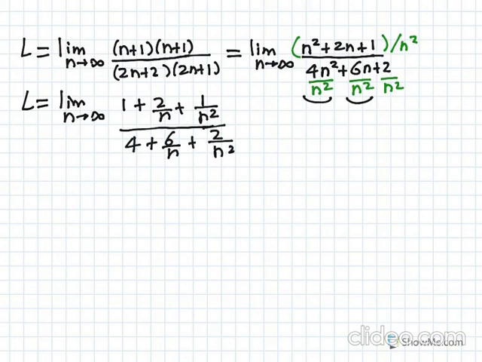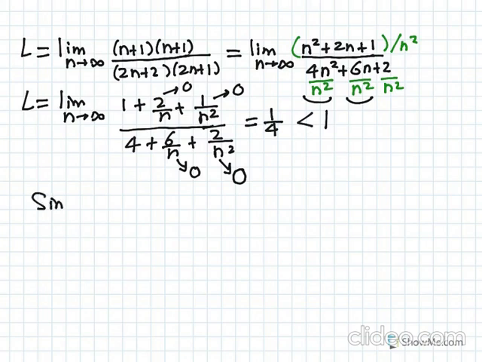Now, taking the limit, 2 over n approaches 0 as n approaches infinity. 1 over n squared also approaches 0 as n approaches infinity. 6 over n approaches 0 as n goes to infinity. And 2 over n squared approaches 0 as n approaches infinity. The result is 1/4, which is, of course, less than 1.